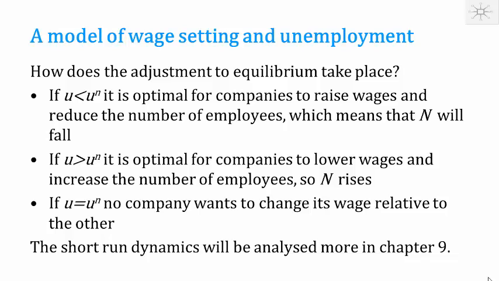Similarly, if unemployment is above the natural level, the firms want to lower wages and increase the number of employees, so employment rises. And this way you come to the equilibrium point where no company wants to change its wage relative to the other firms. Now, this short-run dynamics and how wages and unemployment adjust towards the equilibrium level, we will analyze much more carefully in Chapter 9, which deals with inflation and unemployment.